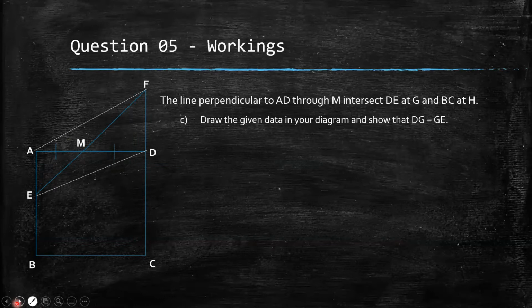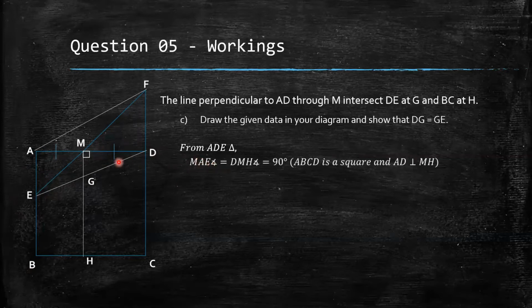So let's draw the data into a diagram, and we need to show that BG is equal to GE. This is my perpendicular, and it meets DE at G and BC at H. Now from the triangle ADE, we know that the MAE angle is 90 degrees because ABCD is a square, so the corner of a square is 90 degrees. And we also know that this DMH angle is 90 degrees since it's a perpendicular.